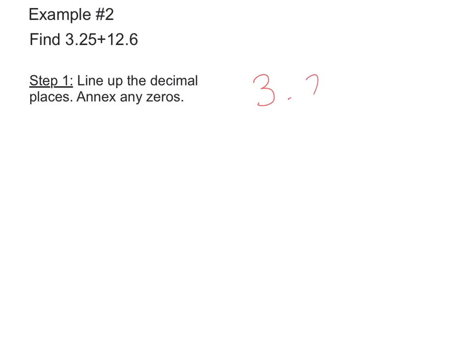For example number 2, we are going to find 3 and 25/100 plus 12 and 6/10. Step 1. Line up the decimal places, annex any zeros. So we are going to write our problem. 3 and 25/100. Now I want you to look at where the place value is. We are not going to line them up to the left. We need to line them up according to place value. So the 10 needs to go in the tens place, and the 2 needs to go in the ones, and then we have 6/10.